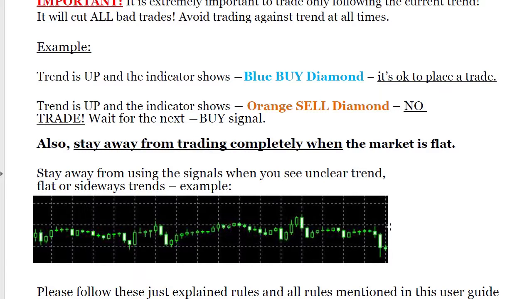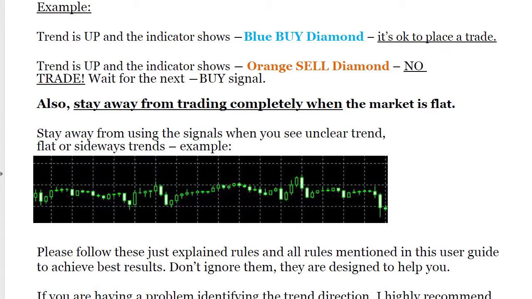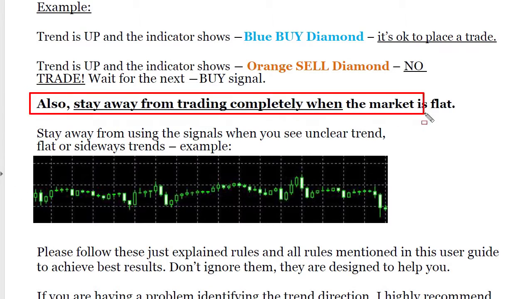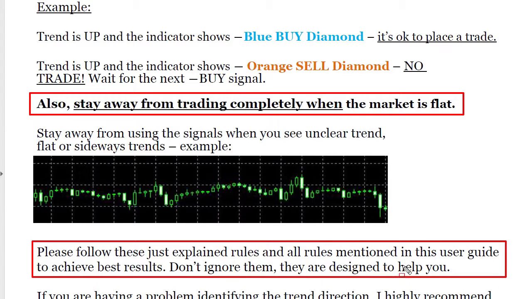And what's really great about the PIP Wizard is in the PDF itself, it tells you stay away from trading completely when the market is flat, like this. So you see this here. He's right. Please follow these just explained rules as mentioned. Don't ignore them. They're designed to help you.